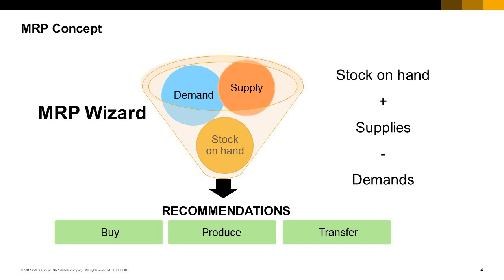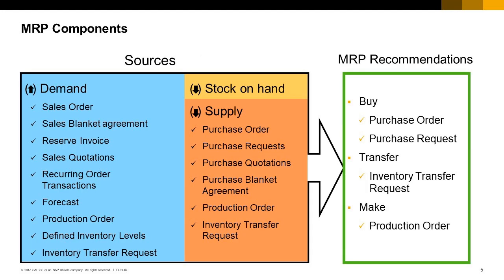terminology. In order to understand the MRP logic better, let's look in more detail at the three types of sources used in the MRP run: demand, stock on hand and supply. Demand tells us how much item quantity will be needed in the future. Demand is derived from the following optional sources: sales documents including sales orders, sales blanket agreements, reserve invoices, sales quotations, and recurring order transactions. A forecast for the anticipated quantity needed for the item.